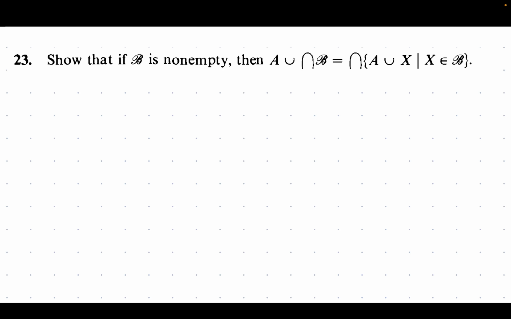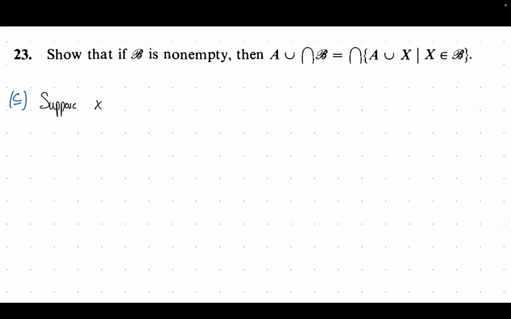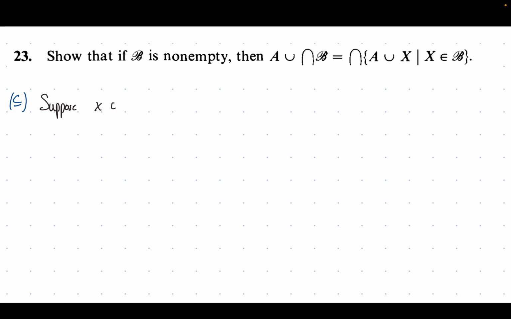So let's get started. Let's do this left side of the inclusion first. Suppose little x, or rather, what should we call you? Yeah, let's call it little x. I'll rename it later if I need to. x is in A union the intersection of B.